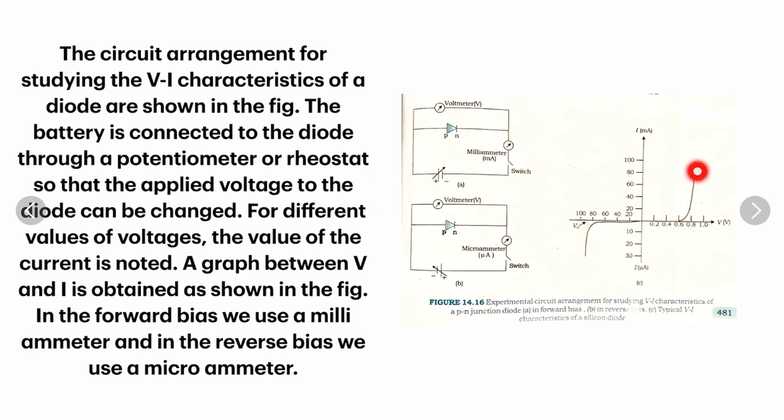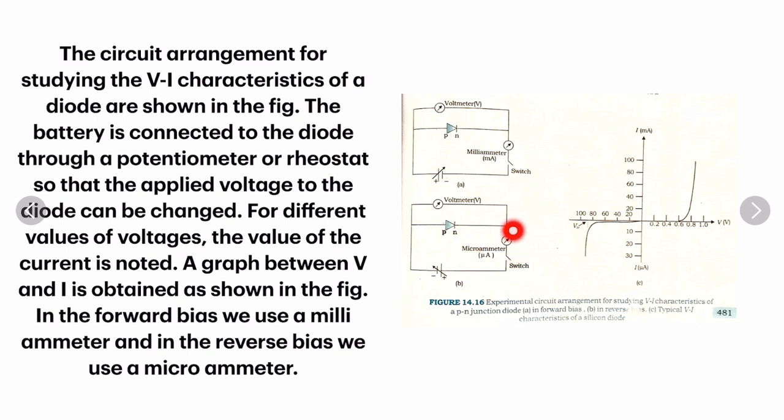For different values of voltages, the value of the current is noted. A graph between V and I is obtained as shown in the figure. In the forward bias, we use a milliammeter and in the reverse bias, we use a microammeter. So now this is the circuit for the reverse bias. You can see P is connected to the negative terminal of the battery, N is connected to the positive terminal of the battery through a microammeter and a switch.